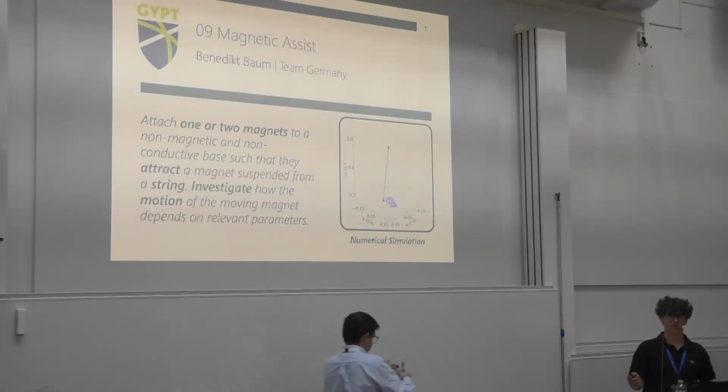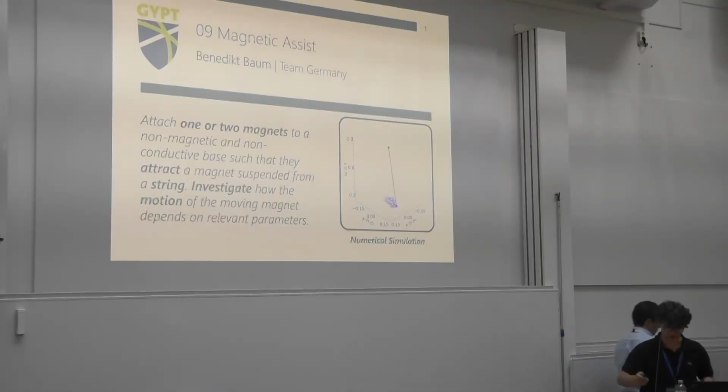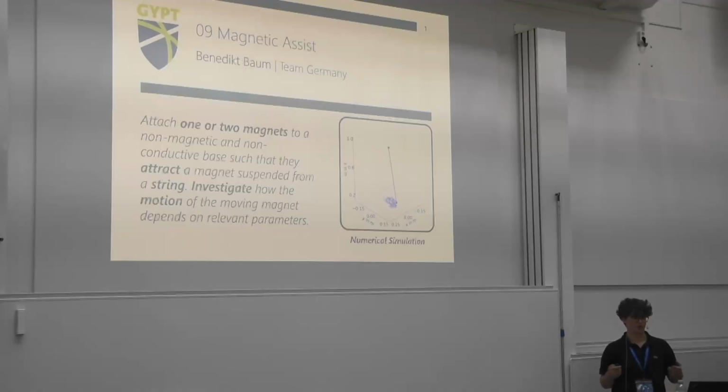Okay. Everything's fine? Okay. So with that, hello everyone and welcome to my solutions about this year's 9th problem, the magnetic assist. Let's directly start with the task. The task states: attach one or two magnets to a non-magnetic and non-conductive base, such that they attract a magnet suspended from a string. Investigate how the motion of the moving magnet depends on the relevant parameters.